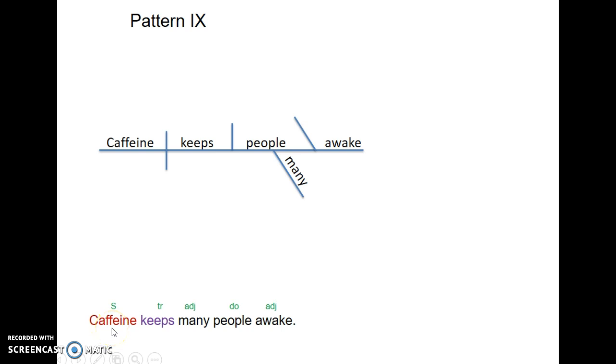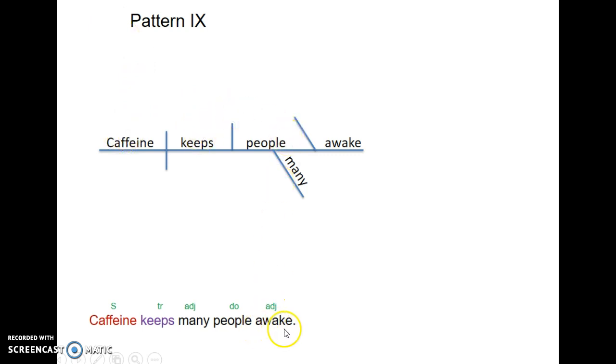Our subject here is caffeine. And our verb is keeps. Keeps what? Or keeps whom? It keeps people. Again, no preposition getting in the way there. We have a direct relationship between the verb and the noun, the object that's functioning as the noun. So that's basically a pattern 7 with subject, action verb, direct object.